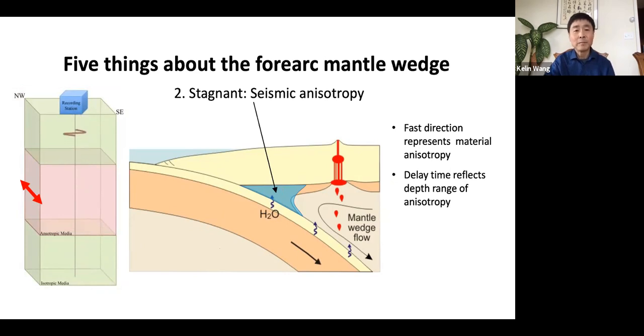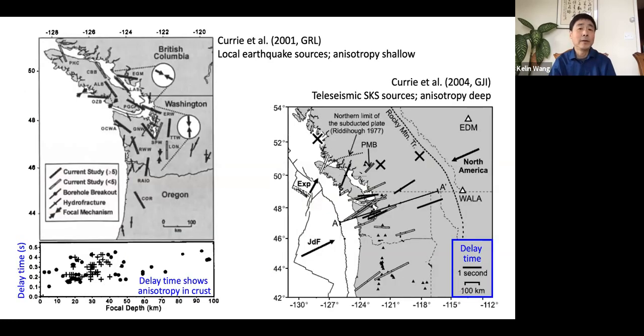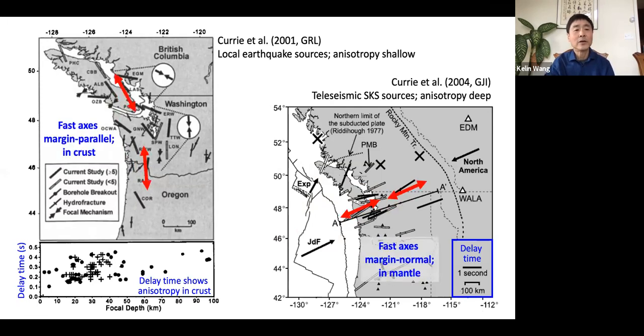And the shear wave splitting method to determine anisotropy was applied to Cascadia a long time ago, and this is the work by Claire Curry and her colleagues. At that time, using local earthquakes and shallow source and teleseismic event sources, they could tell that the shallow anisotropy, basically in the Forearc crust, is margin parallel.